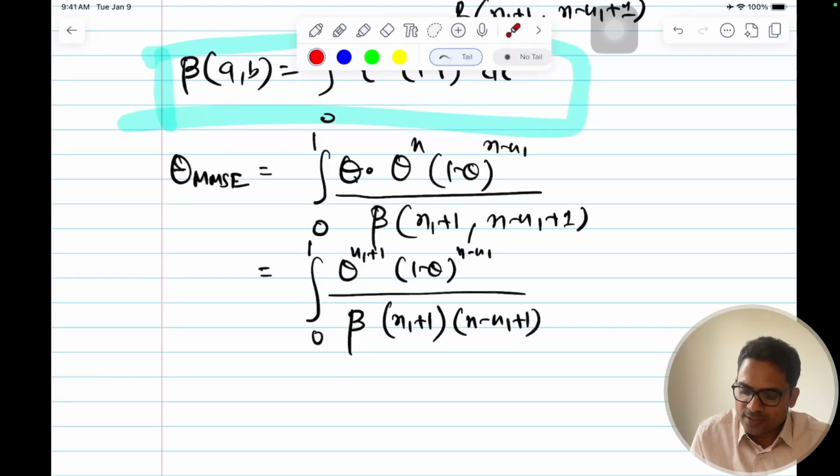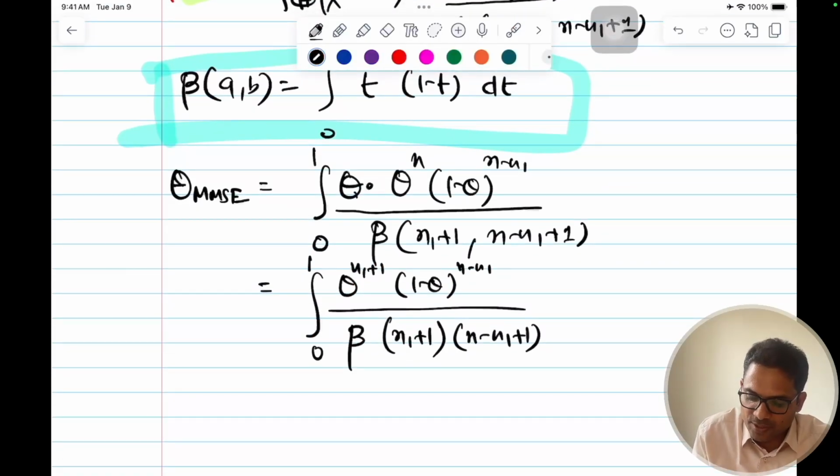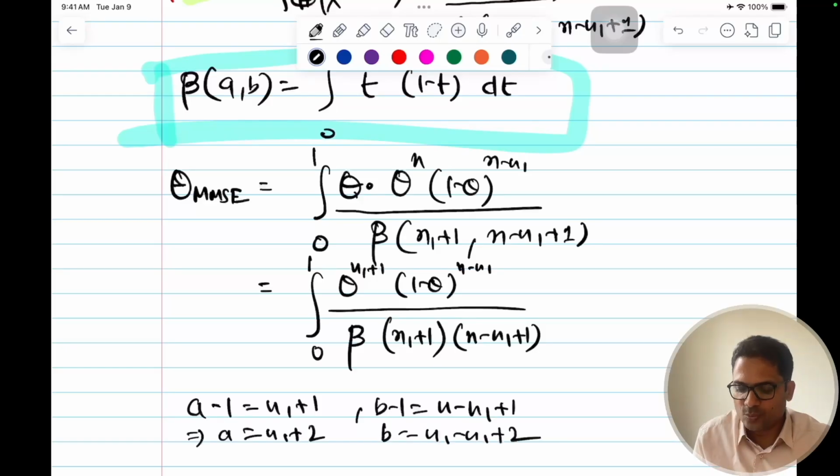So this is again a beta function because this is the integral of theta and 1 minus theta. What is the format? a minus 1 is equal to n1 plus 1. So let's find what will be the parameters a and b of theta. a minus 1 is equal to n1 plus 1. This implies a is equal to n1 plus 2. Similarly, b minus 1 is equal to n minus n1 plus 1. So b is equal to n minus n1 plus 2.